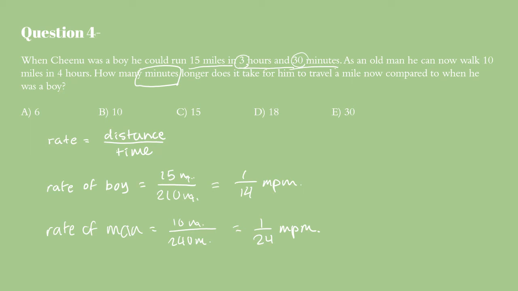So now we need to change this formula up a little bit. You want to find time. That means you want time by itself. So what you're going to do is multiply time on both sides and divide both sides of the equation by rate. So that's pretty standard.